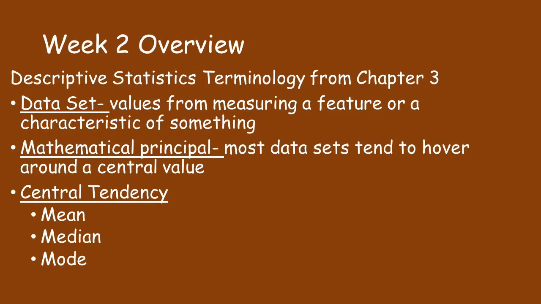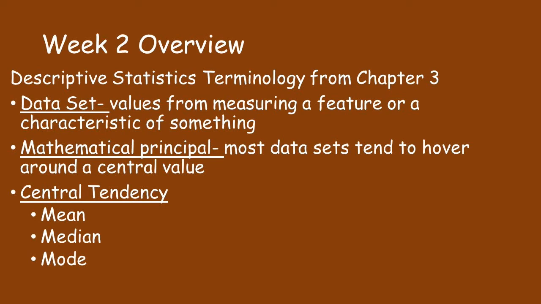As we start the discussion about descriptive statistics from chapter 3, it's important to remember one key mathematical principle that makes descriptive statistics possible. When we take consistent measurements of a feature or a characteristic of something, we create a data set. We learned about this earlier on, back in chapter 1, I think. So when you're measuring the time it takes you to commute to work each day, you create a data set measured in minutes, hopefully, not hours.